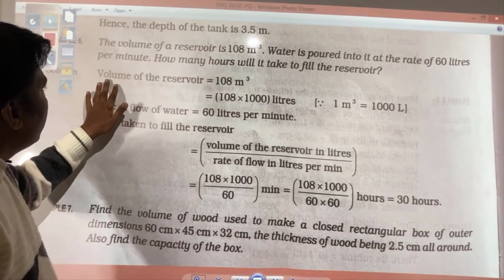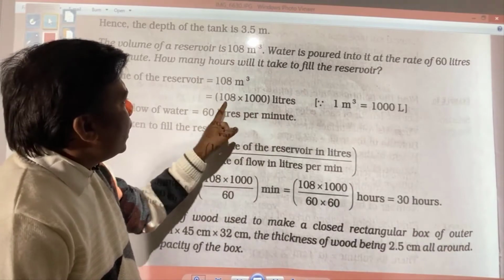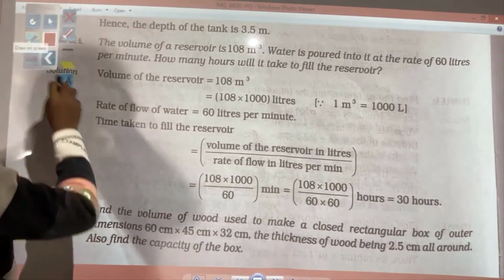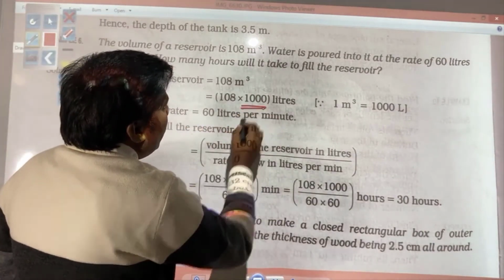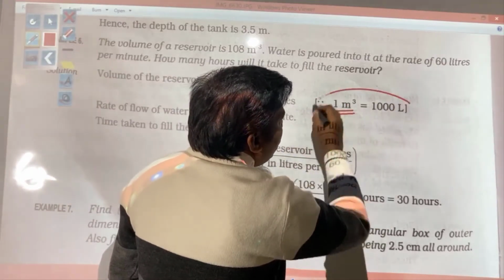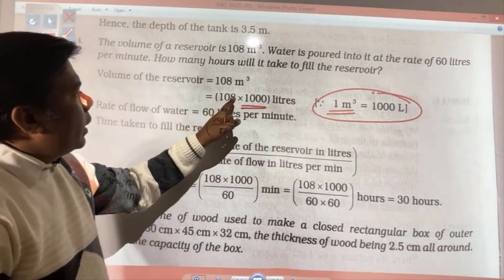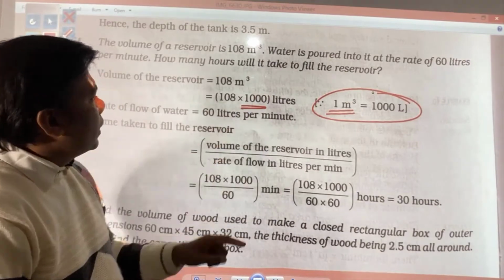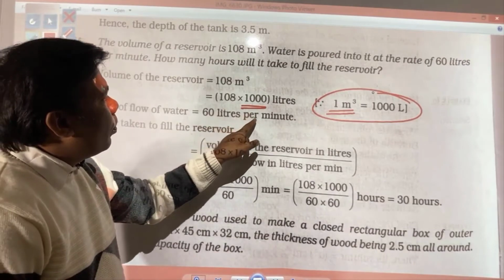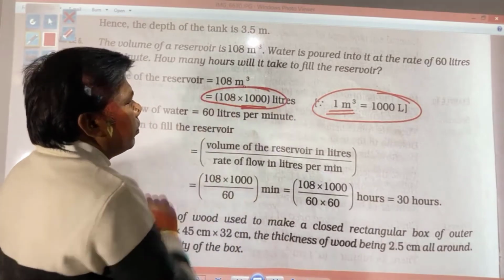Suppose here it has been given volume of the reservoir is equal to 108 meter cube. It means how much liter? 108 into 1000, this you need to remember. Why is 1000 required to be multiplied? Because we know 1 meter cube is equal to 1000 liters. This you need to remember. 108 into 1000 liters. So rate of flow of water is what? 60 liters per minute. So we have this much liters required to be filled.